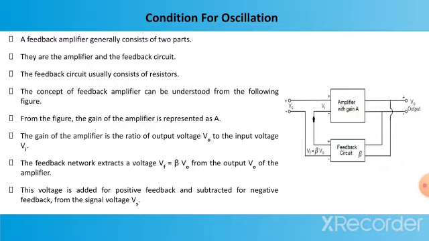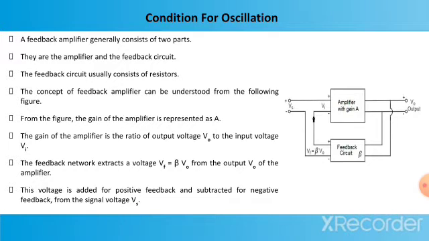Next we will talk about the condition for oscillation. A feedback amplifier generally consists of two parts. One is an amplifier and second one is a feedback circuit. The feedback circuit usually consists of resistors. The concept of feedback amplifier can be understood from the following figure.